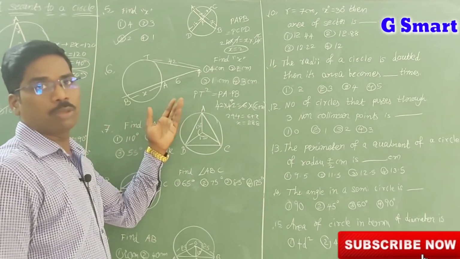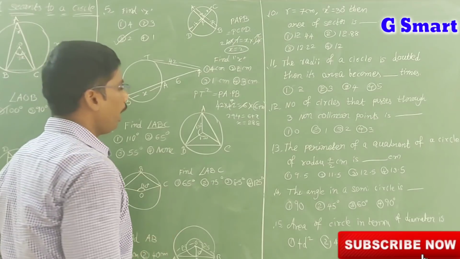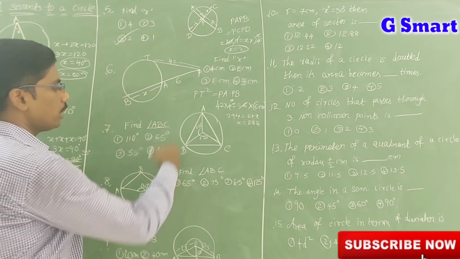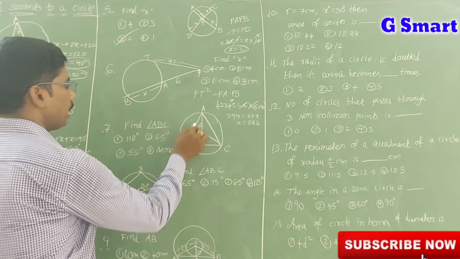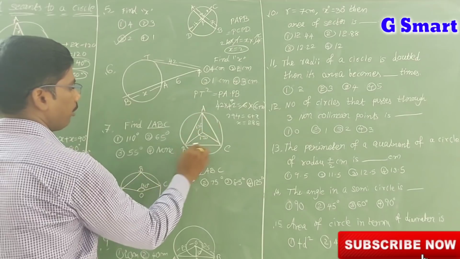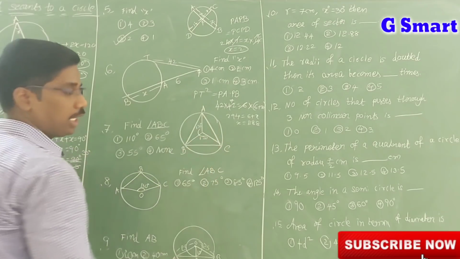If there is no option, it will be add score. Next, find angle ABC, using this diagram. Sorry, this is angle ABC. Yes, they are asking to find angle ABC.